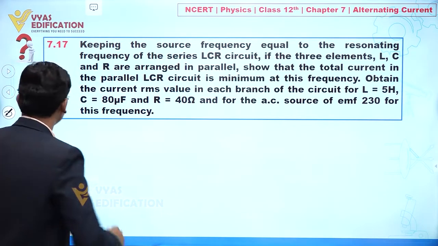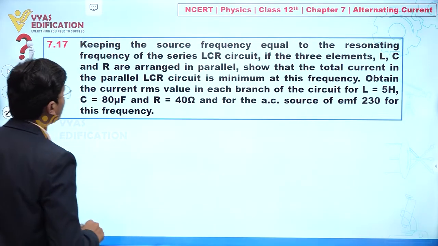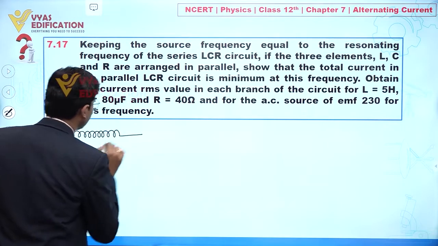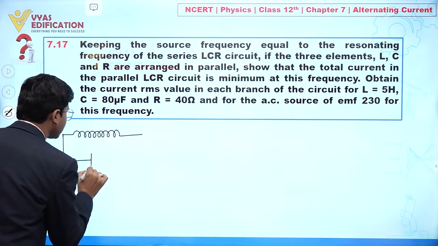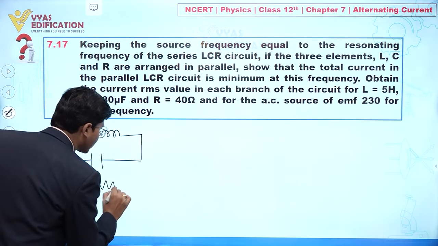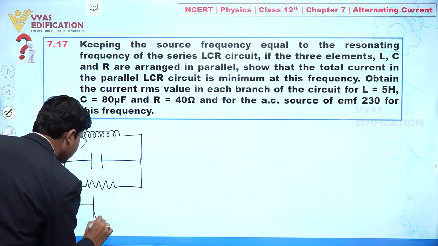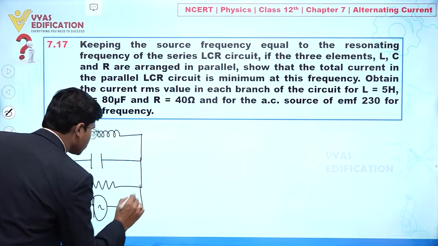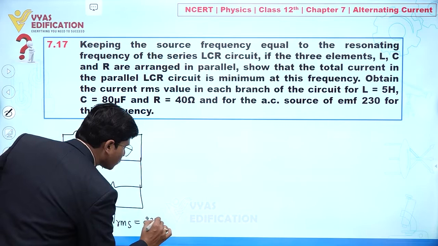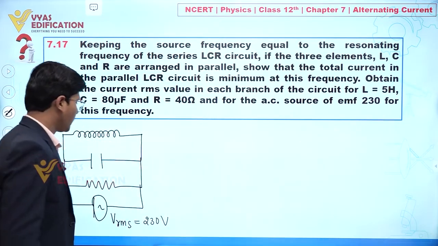Now in this question we have three elements. Let's suppose this is L, the inductor, this is the capacitor, and this is the resistor. All are connected in parallel combination, and now it is connected with an AC source. This AC source has V RMS equal to 230 volt, as given in the question. Clear everyone? Yes.